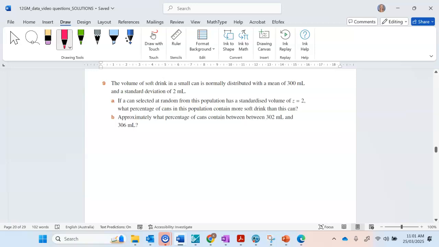The volume of soft drink in a small can is normally distributed with a mean of 300 mils and a standard deviation of 2 mils. So remember when we're reading questions, as soon as we see normal distribution, and then we've got our mean and our standard deviation, I think it's always a good idea, just so we can see what it looks like, to draw your normal distribution.